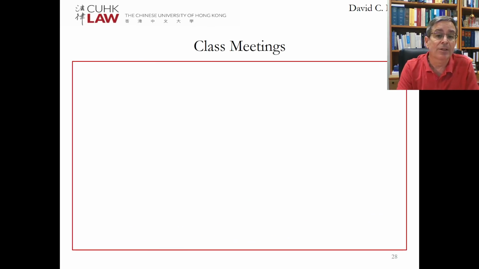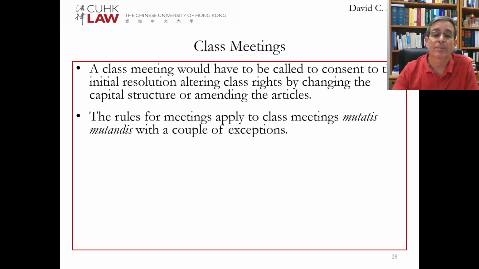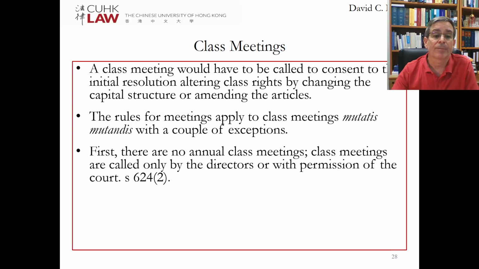Remember that we have class meetings as well. So if there were to be a general vote to, let's say, amend the articles in order to change the rights in a class of preferred shares, then it would be necessary that those preferred shares have their own meeting, and they will be asked whether they consent to this alteration of their rights. Right? So the rules for meetings that we've just discussed will apply with applicable changes to the subgroup of members that constitute the class. Right?